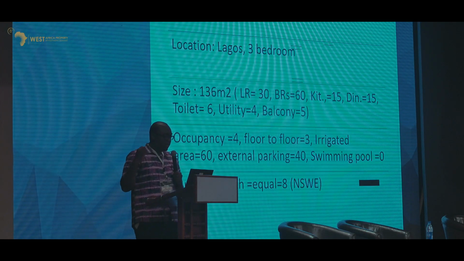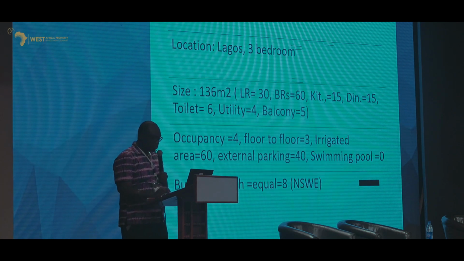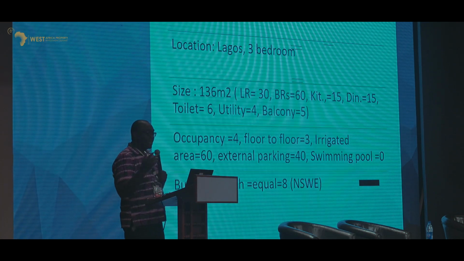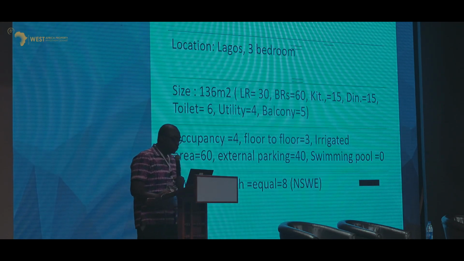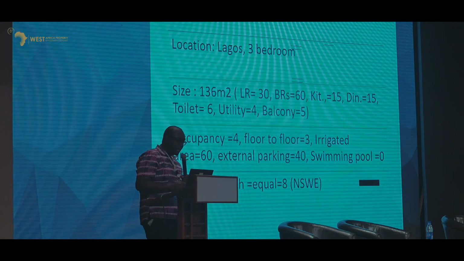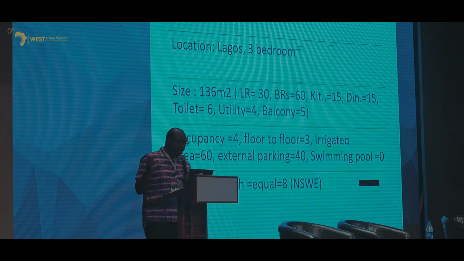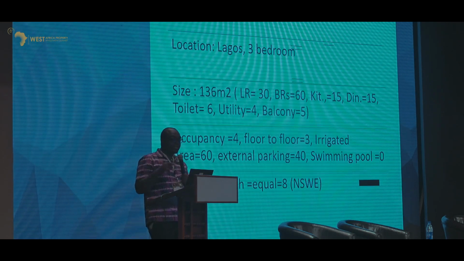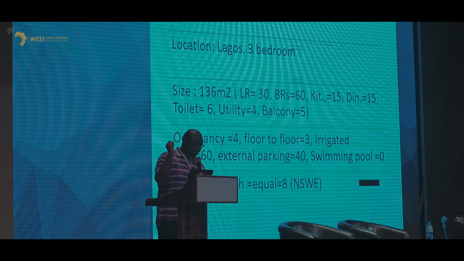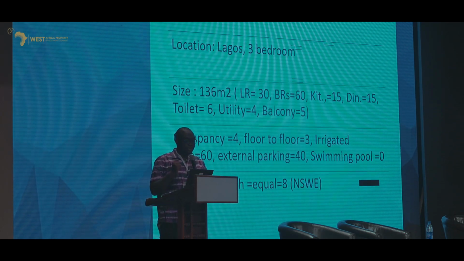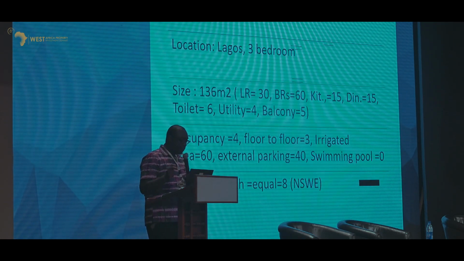So yeah, what we want to do is to look at a three-bedroom house here in Lagos with the building dimensions as shown. We have a total size of 136 square meters. The living room area 30 square meters. The bedroom area 60 square meters. The kitchen 15. The dining area 15. Toilet 6, utility 4, balcony 4. An average family of 4 people.